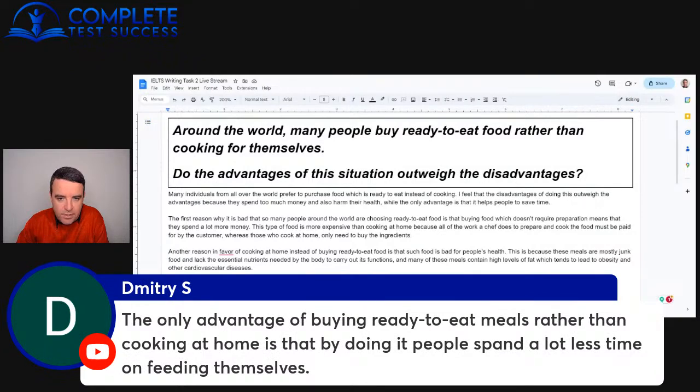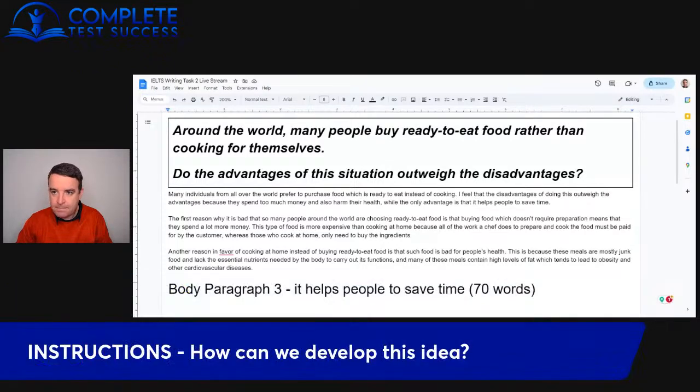The only advantage of buying ready-to-eat meals rather than cooking at home is that by doing this, because this is the thing that is being done, not the thing. So doing something, doing a thing, doing this. People spend a lot less time on feeding themselves. Okay, so it's just some small grammar mistakes here, Dimitri, but I'm going to copy this. I'm going to add it to the document. Okay, so just give me one moment here now.